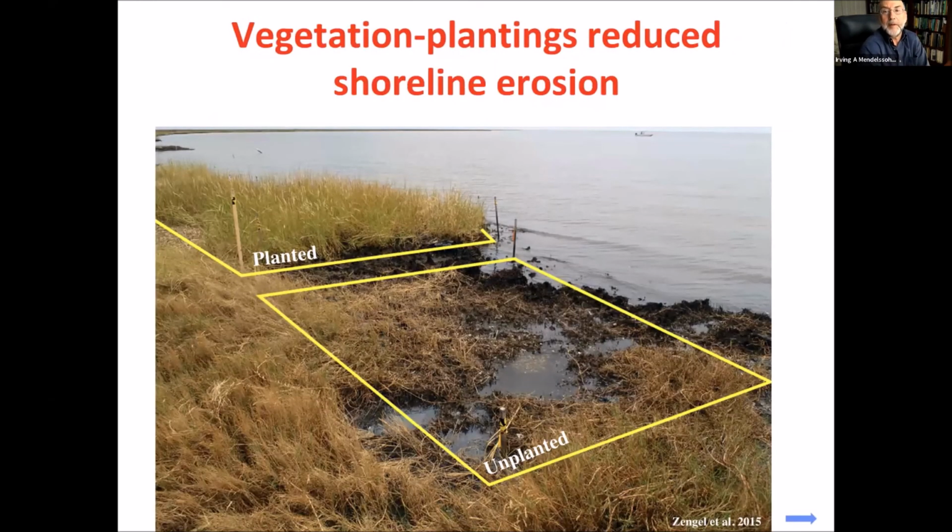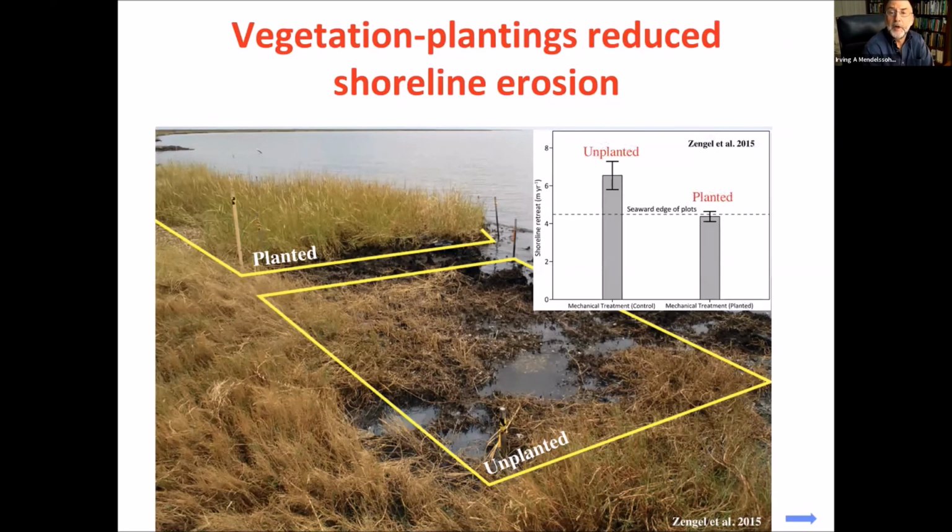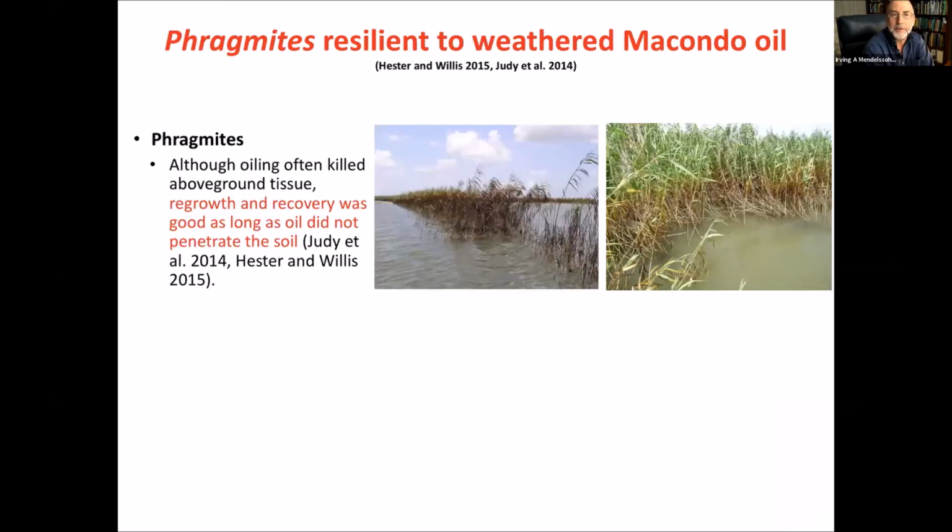This is supported by the fact that when heavily oiled and mechanically cleaned shoreline plots were replanted with Spartina, as done by Brittany Bernick and Scott Zengel, what was found was that shoreline erosion was reduced by approximately 2 meters per year compared to unplanted plots. So planting as a remediation, as a way of preventing shoreline erosion after a spill, was something that we learned as a result of this research.